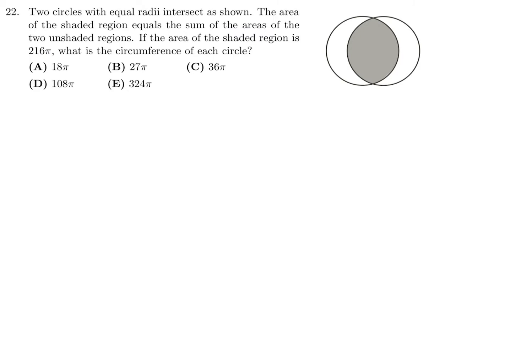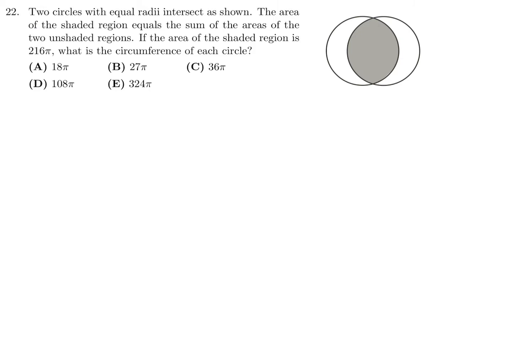2 circles with equal radii intersect as shown. The area of the shaded region equals the sum of the areas of the 2 unshaded regions. If the area of the shaded region is 216 pi, what is the circumference of each circle?